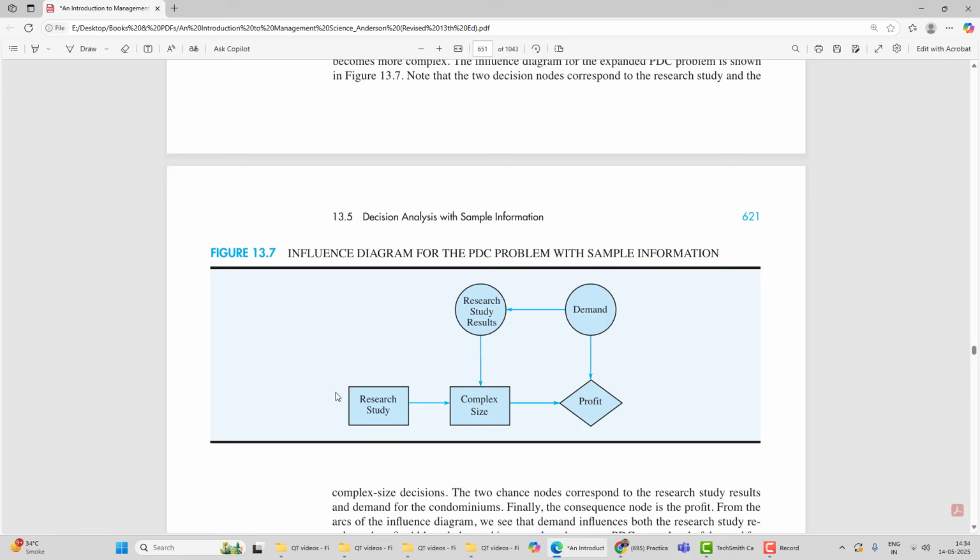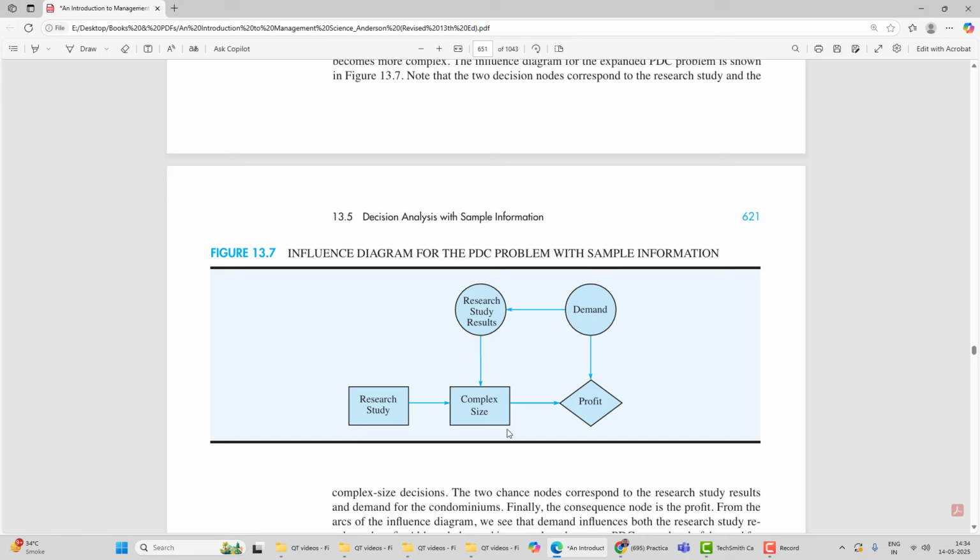The first decision we are going to take is about the research study, whether to go for a market research study or not. Why am I saying that is a decision? Because with any market research there will be a cost involved. If the benefits coming out of the market research study are lower than the cost involved, obviously nobody will like to go for it. So the organization needs to take a decision whether to go for the research study or not.